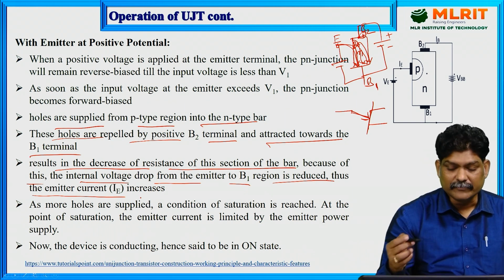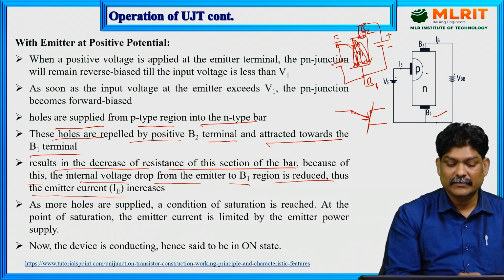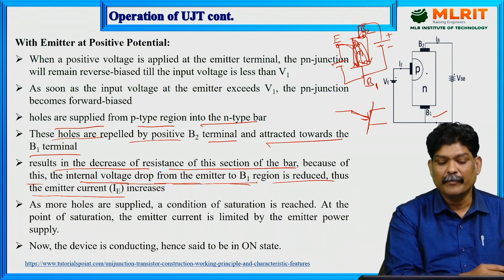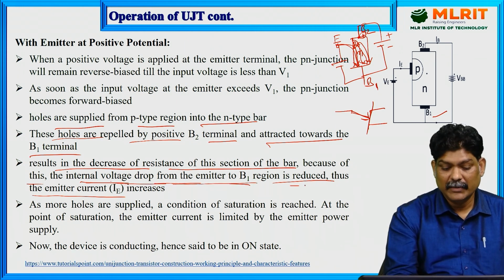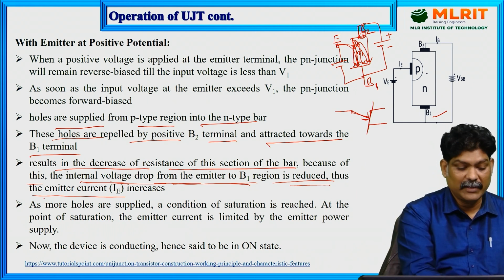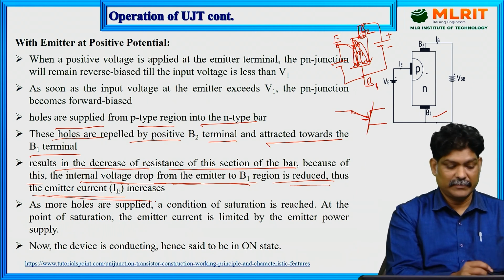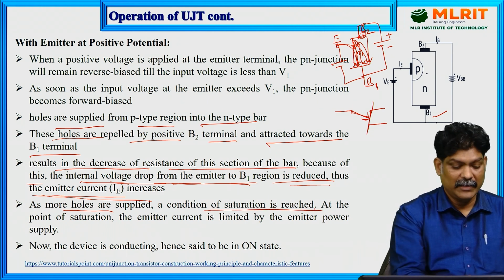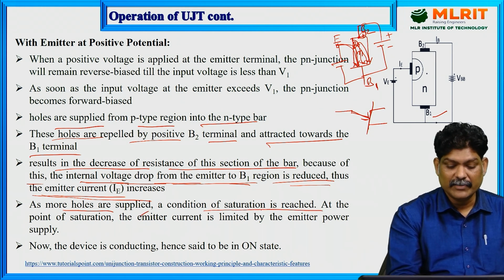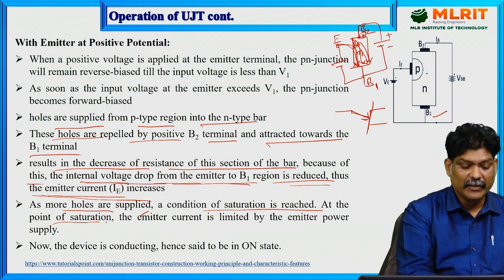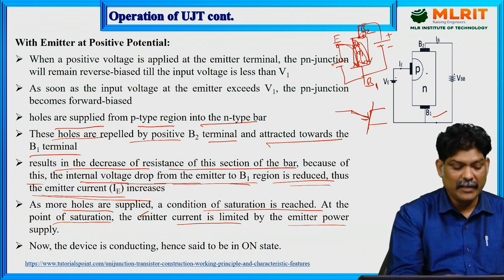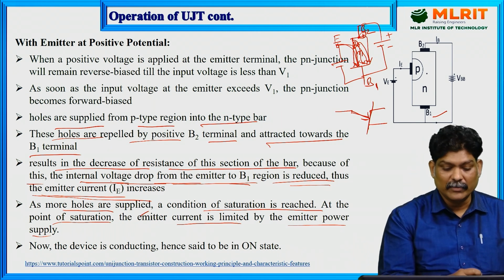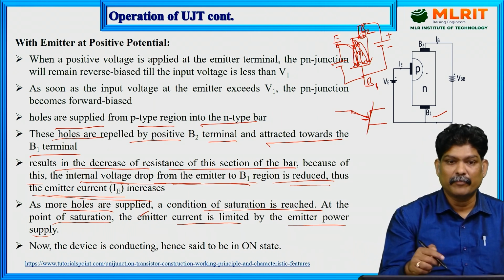So the internal voltage drop from emitter to base 1 is reduced, and therefore the emitter current also increases. As more holes are supplied, a condition of saturation is reached. At the point of saturation, the emitter current is limited by the emitter power supply.